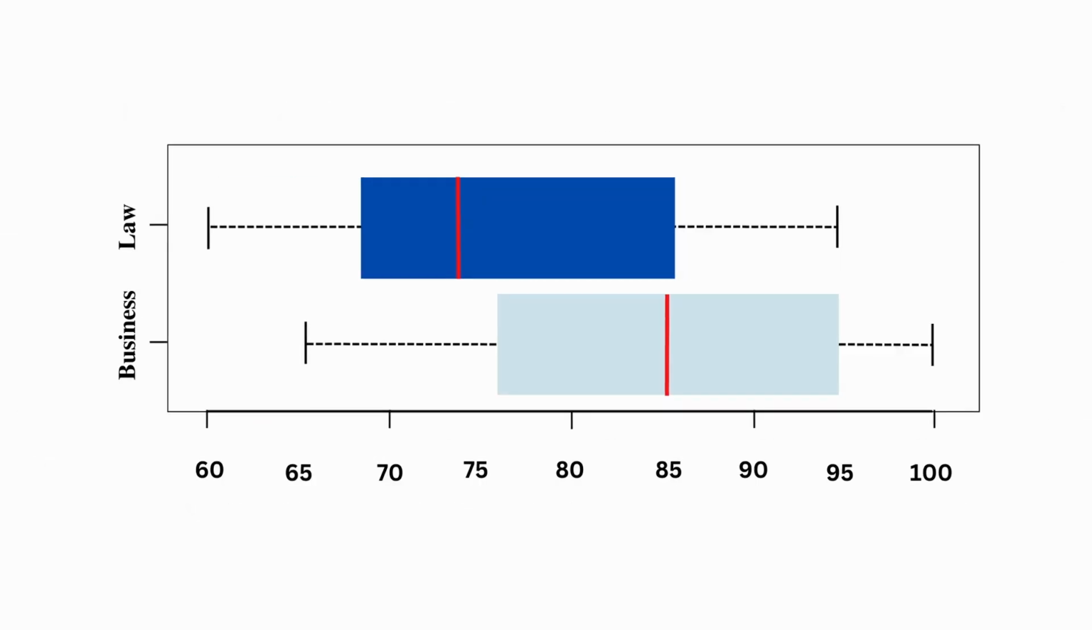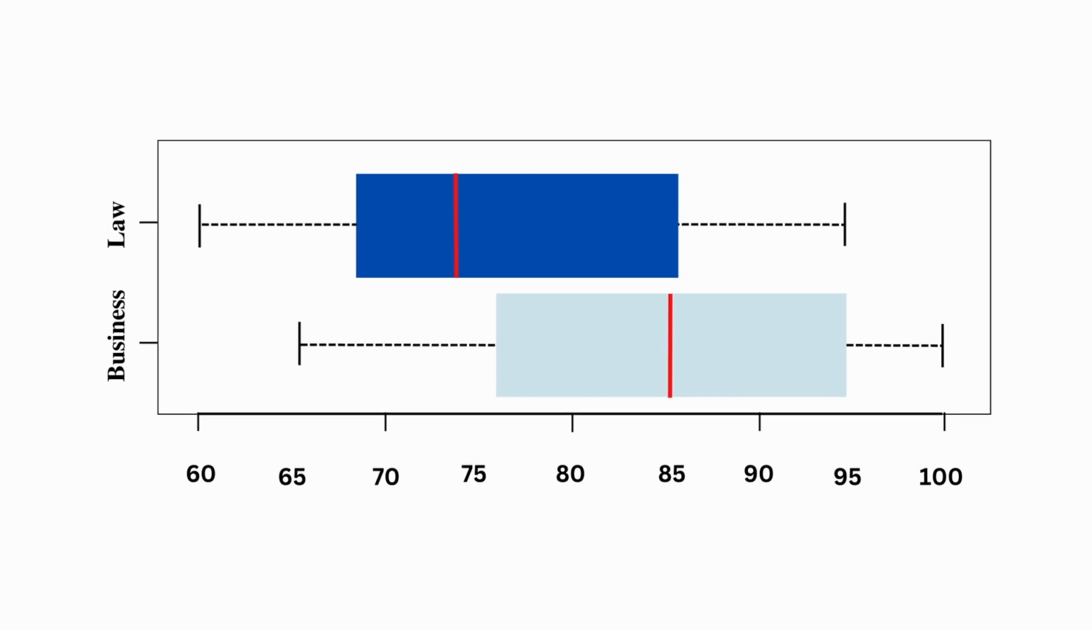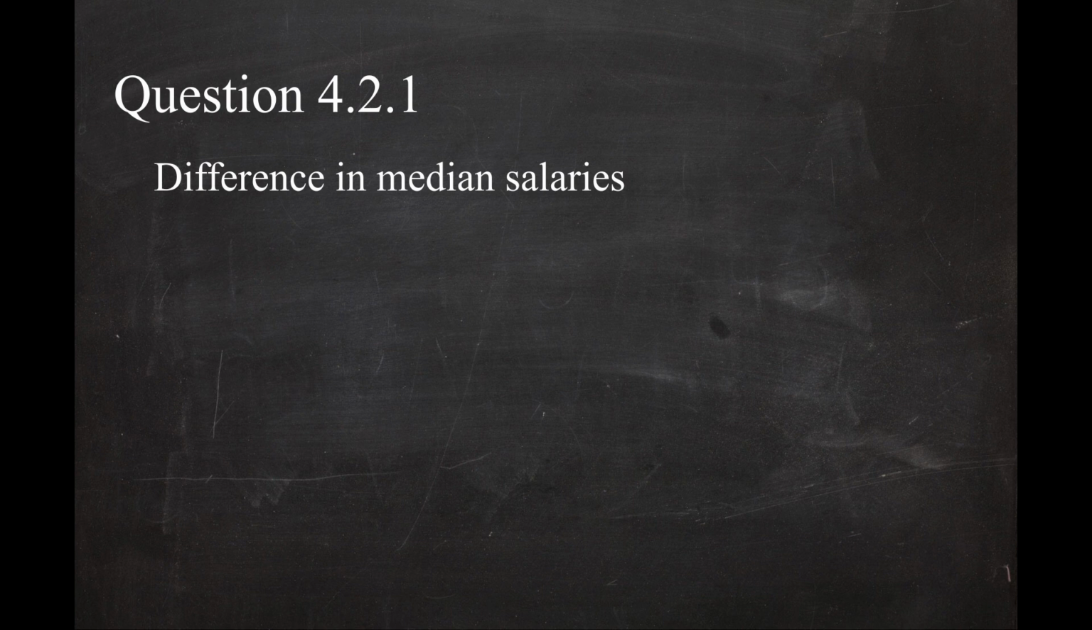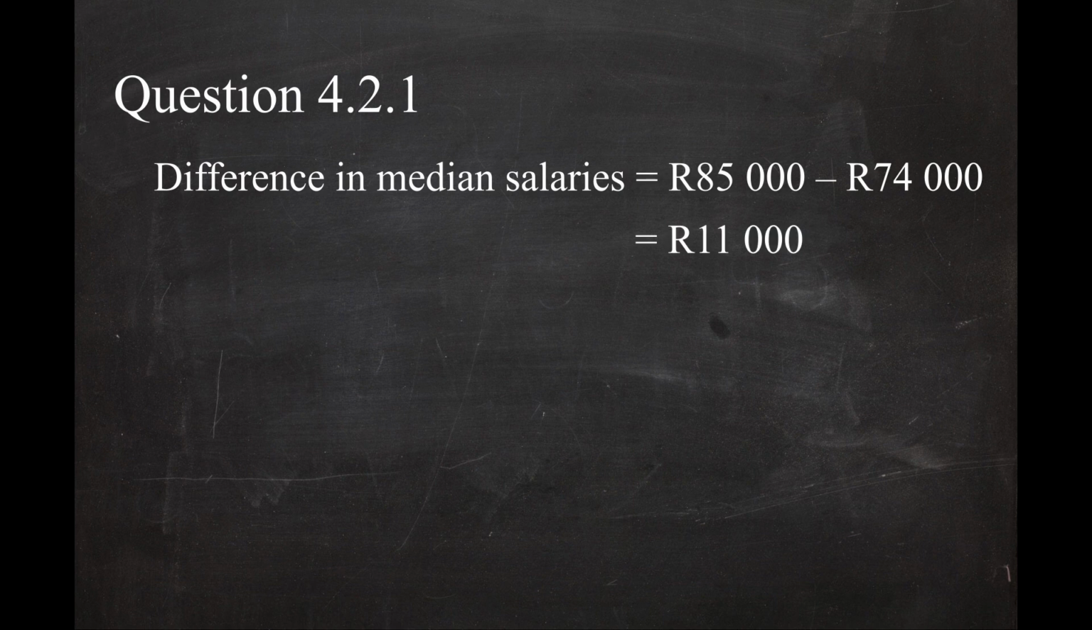fields. From the box and whisker plots, the median salaries for these fields are given by these lines in the box. The median salary for law is about 74,000 Rand and the median salary for business is about 85,000 Rand. So the difference between the median salaries is 85,000 Rand minus 74,000 Rand, and this equals 11,000 Rand.